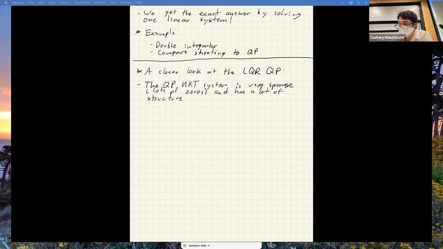Has anyone here studied algorithms for solving sparse linear systems? Okay, cool, a couple of you. Has anyone done back substitution before, like solving triangular systems? Okay, so this is that flavor of trick. It's essentially a back substitution trick. If you've seen that before, maybe that makes some sense. For those who haven't, you can look it up if you want, but we'll do it real quick. So let's write this out explicitly for a few time steps.